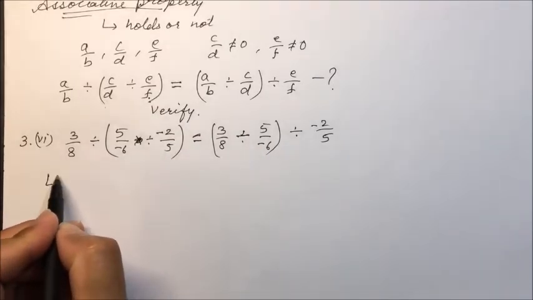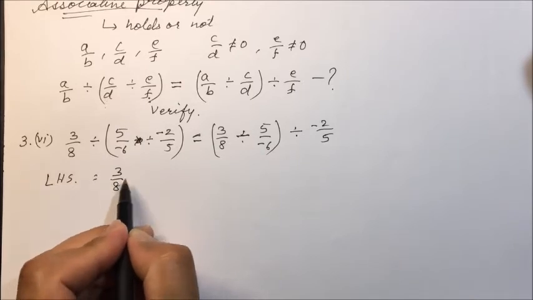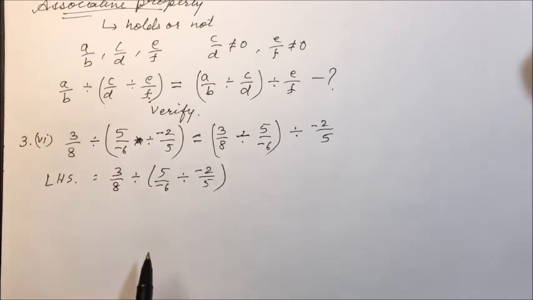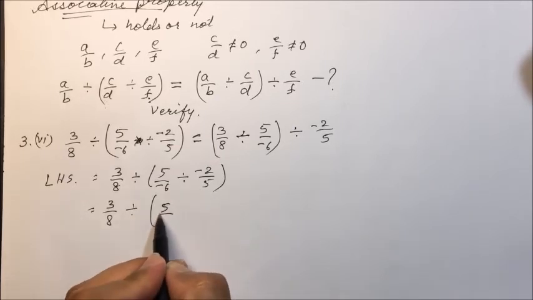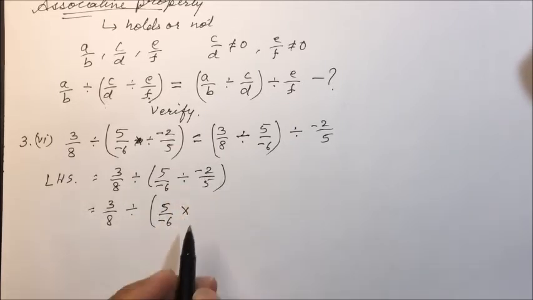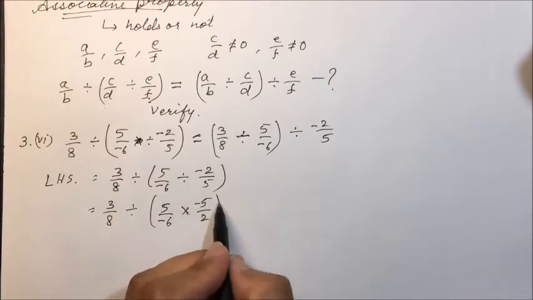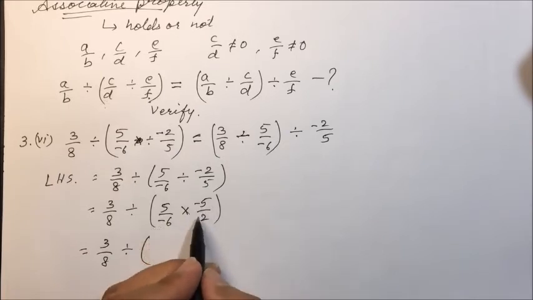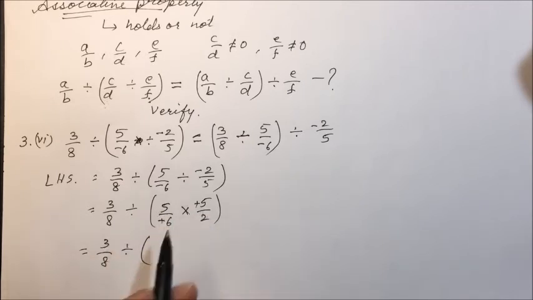So again we will be taking the left hand side. So left hand side, it is 3 upon 8 divided by 5 upon minus 6 divided by minus 2 upon 5. 3 upon 8 divided by, now 5 upon minus 6, here we will take the reciprocal of this into 5 upon 2, minus I am putting here or here, we can put anywhere. 3 upon 8 divided by minus minus, they get cancelled, 5, so they get cancelled, and it will be 25 upon 12.